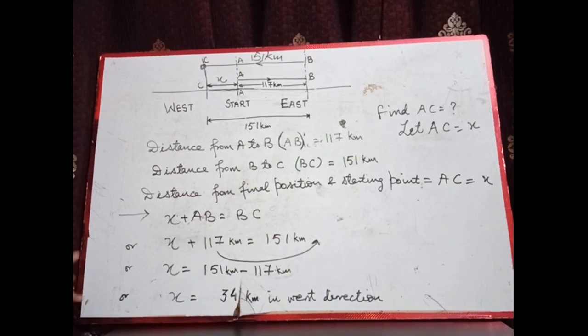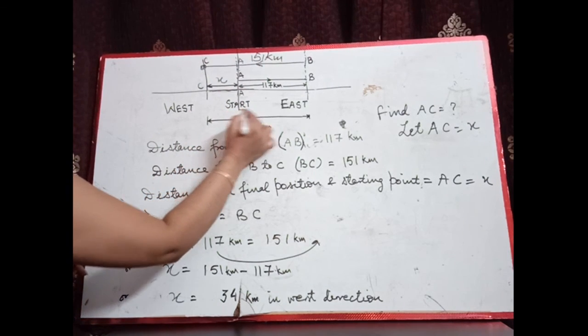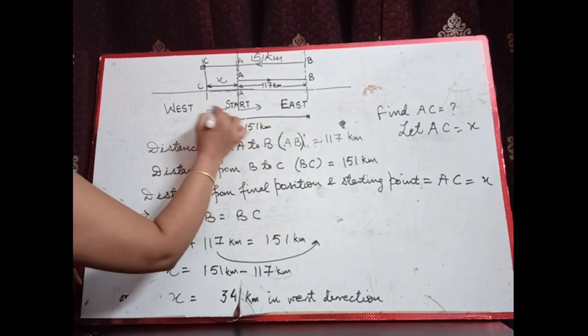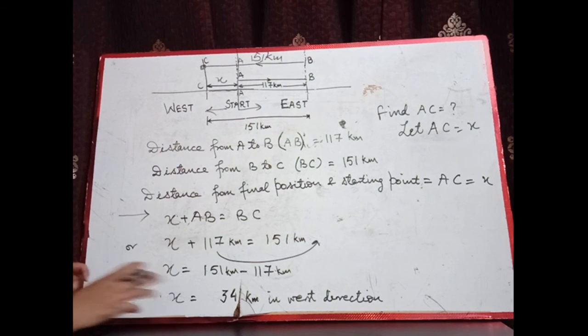Now if we ask in which direction he is now, here this is the neutral point. On this side we will have east and on this side we will have west. So in which direction is he standing now? Obviously he is standing in the west direction.